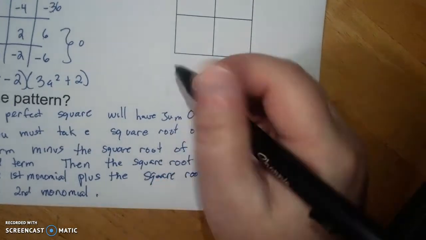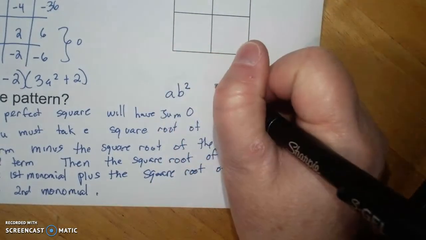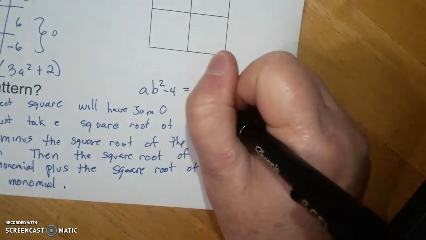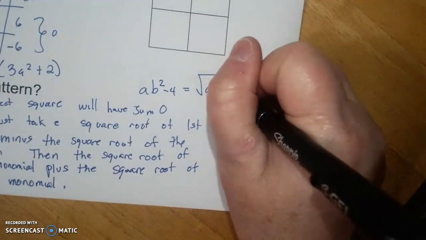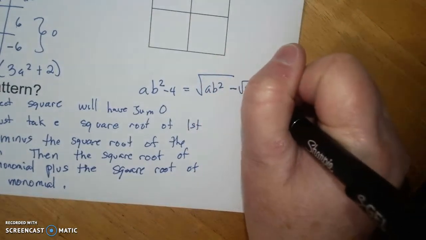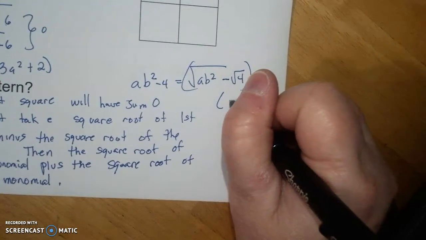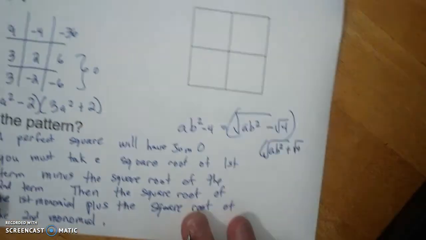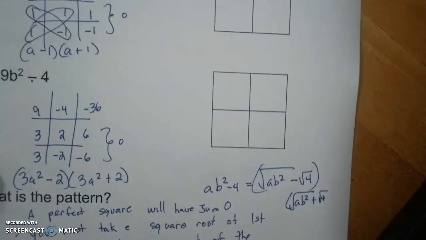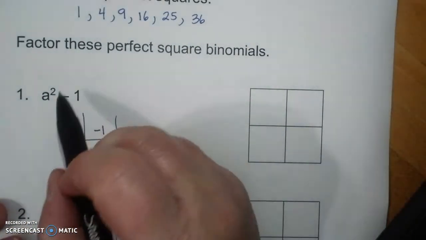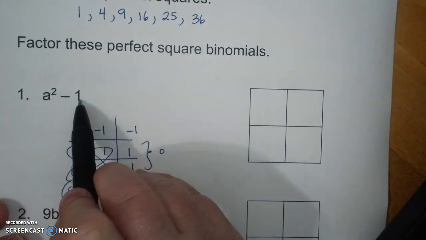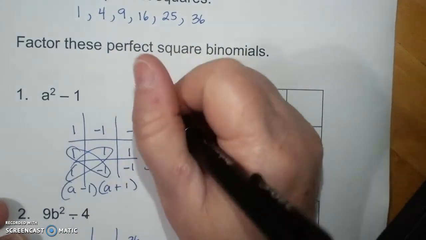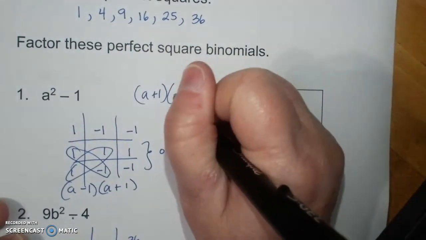And technically, they say that a squared b squared minus 4 would be the square root of a squared b squared minus the square root of 4, times the square root of a squared b squared plus the square root of 4. I never knew that there was a formula for it. Here's what I did. There's a square, no middle term with a minus. It is a plus 1, a minus 1.